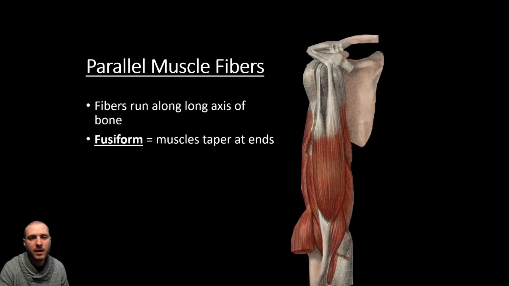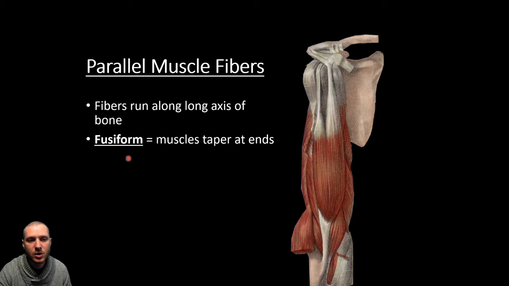So the first type we're going to look at is parallel muscle fibers, and parallel meaning that they all run in one direction. So in this case, they're running along the long axis of the bone. So here we're looking at biceps brachii. It's running all along the axis of the humerus.